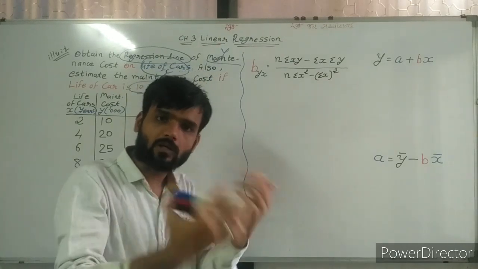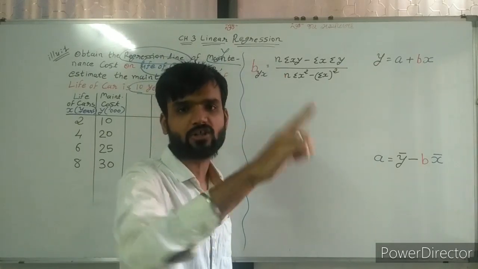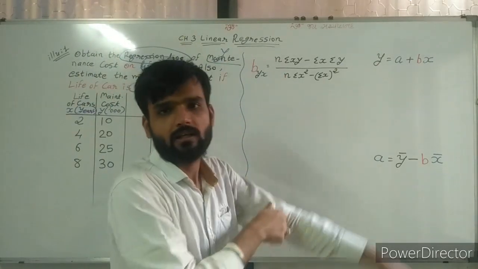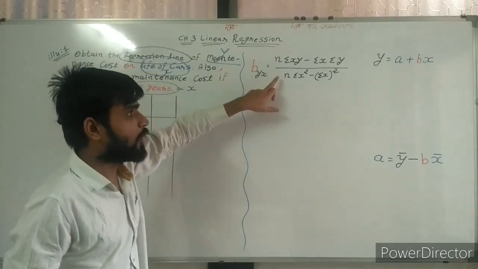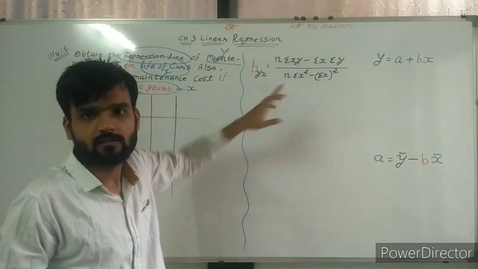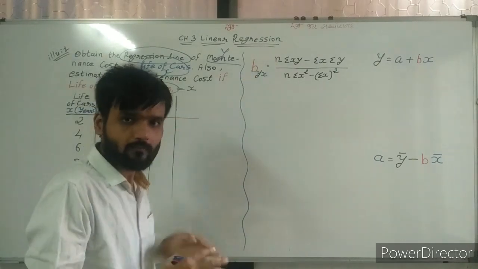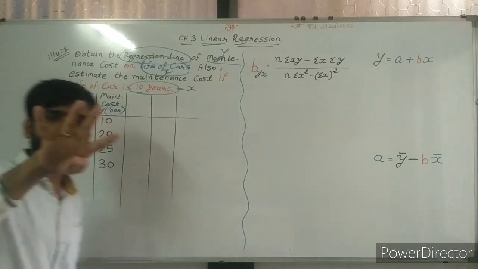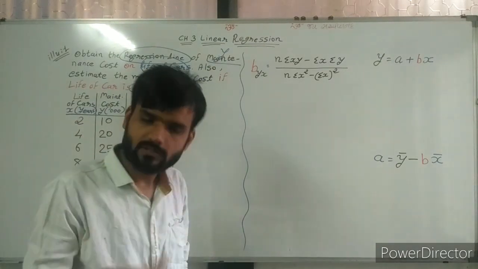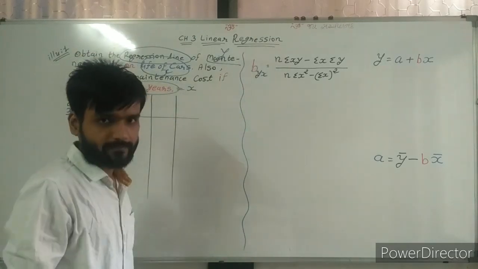These formulas we have learned in the last lecture. If anybody missed that lecture, please see my lecture. Now what do we need in this formula? First of all I need n. That we know: 1, 2, 3, 4. So n is equal to 4. Simple. So we have the value of n.